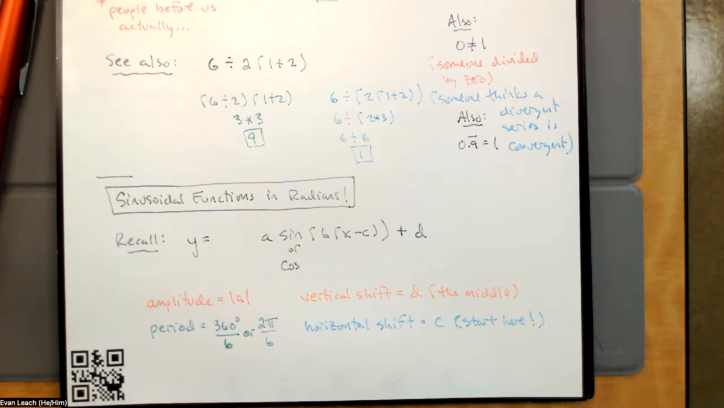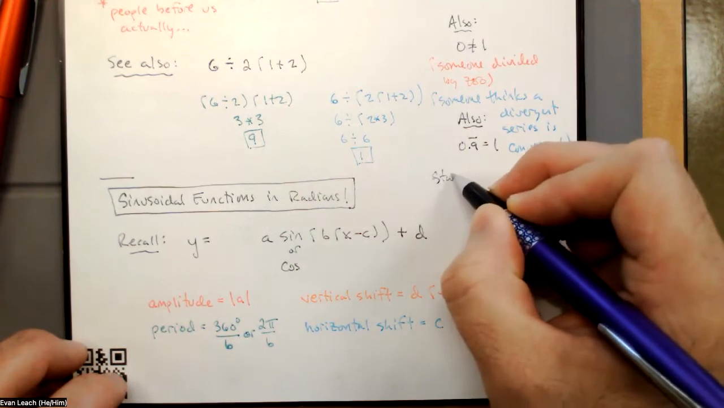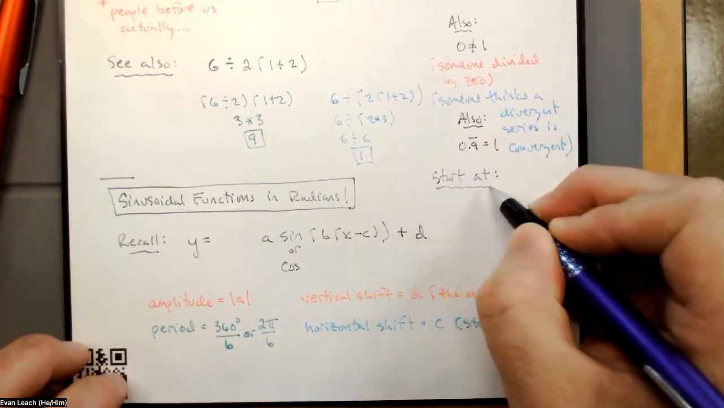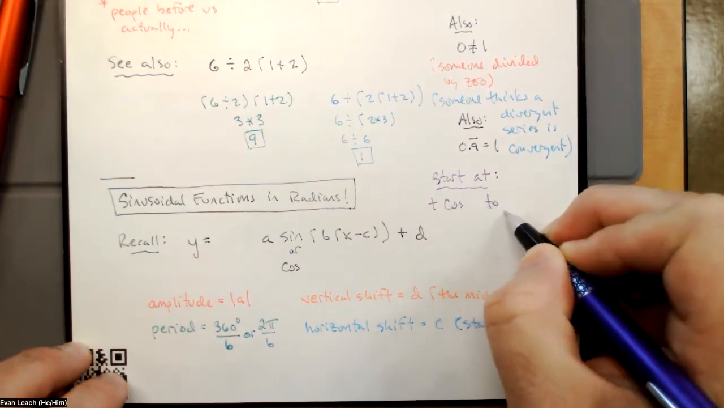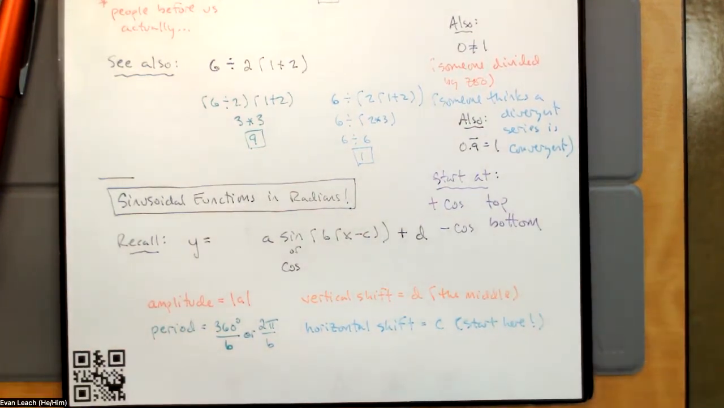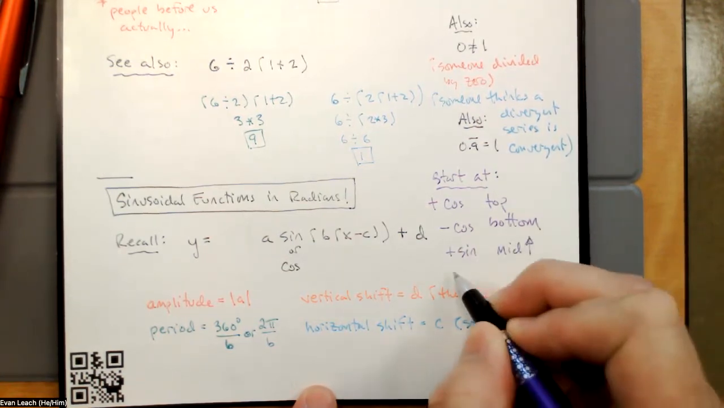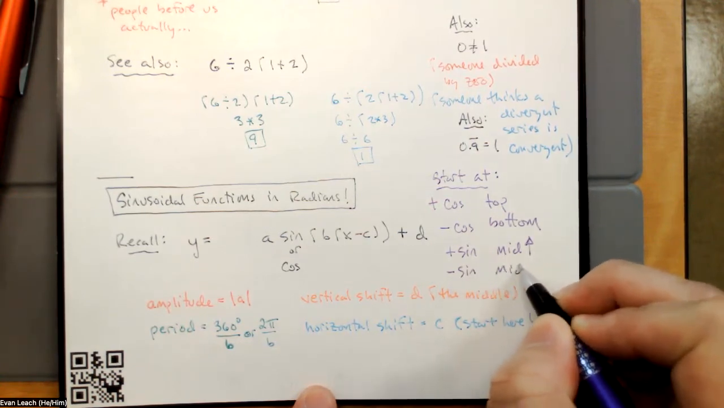The other thing that might change is that we could be using sine or cosine. If we have positive cosine, that is A is positive and it's cosine, then we start at the top. Positive cosine starts at the top. Minus cosine starts at the bottom. Positive sine starts off at the middle, but going up. Makes sense. The positive one is the up. Plus sine starts at the mid, going up. Minus sine starts at the mid, going down.